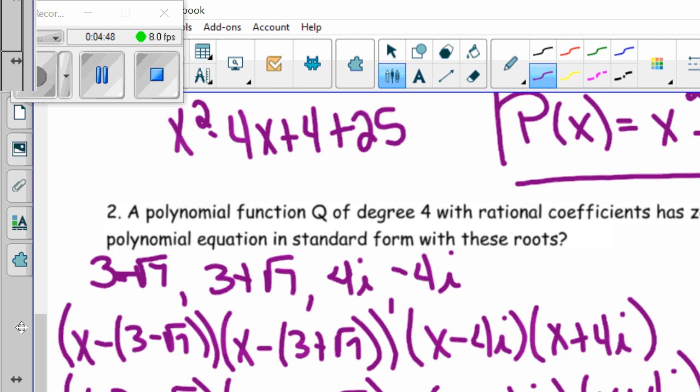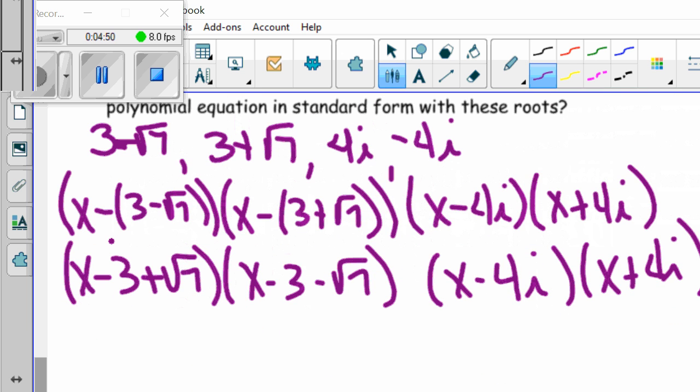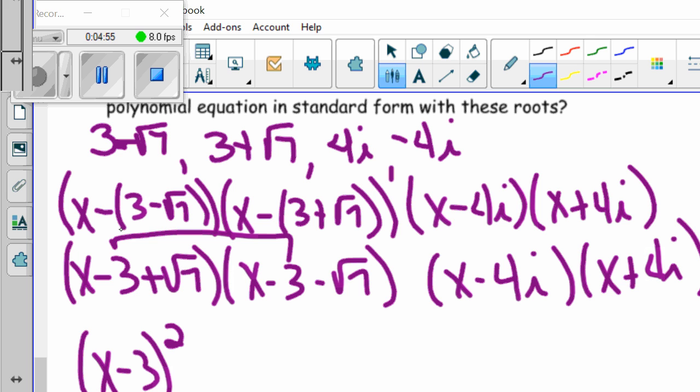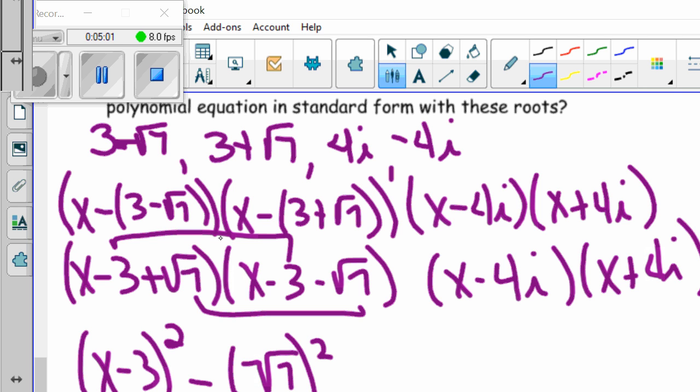Again, I notice I have x minus 3 and x minus 3, so I'm going to combine that and make this an x minus 3 quantity squared minus both the square root of 7, so the square root of 7 squared.